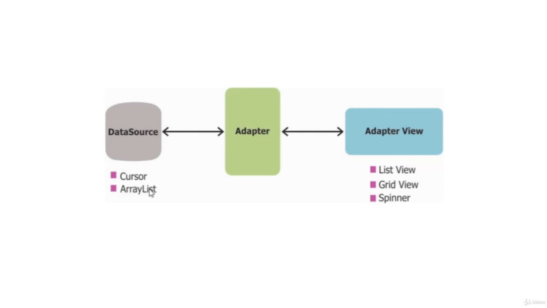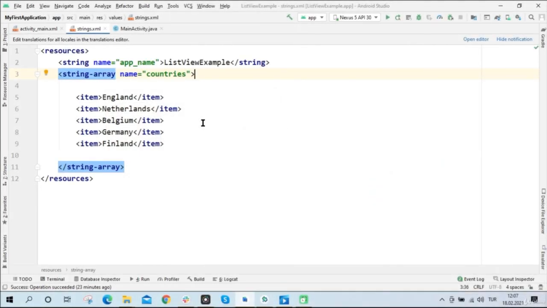So we will call the adapter what makes a connection between a data set and a view. In this example, the data set is array list and the view is spinner. Then we need to create an adapter between the array list and spinner.